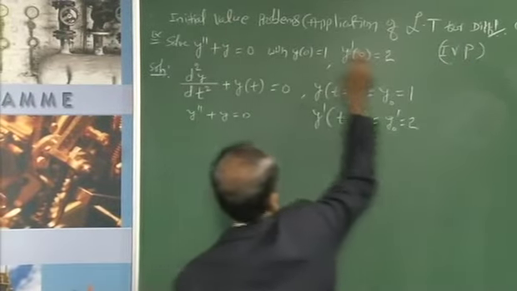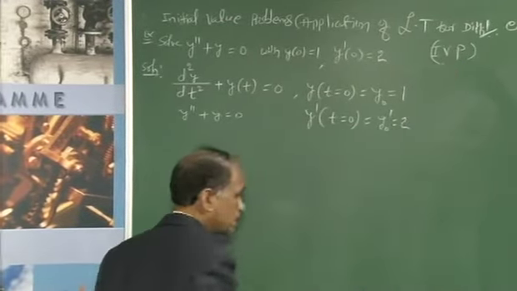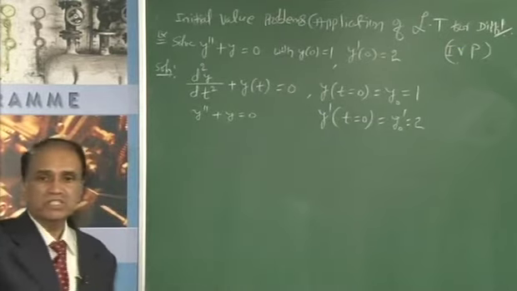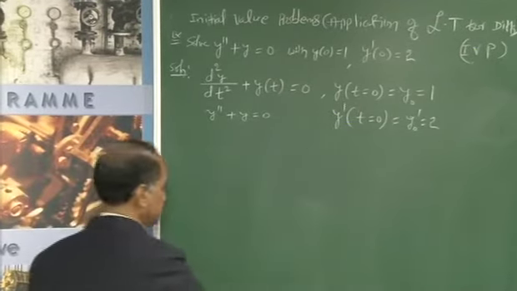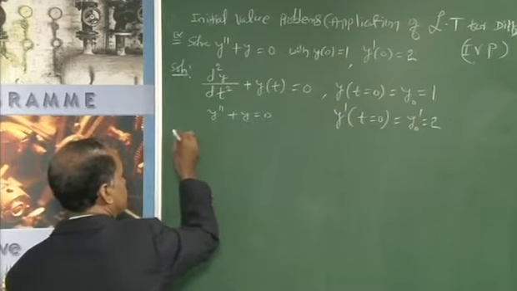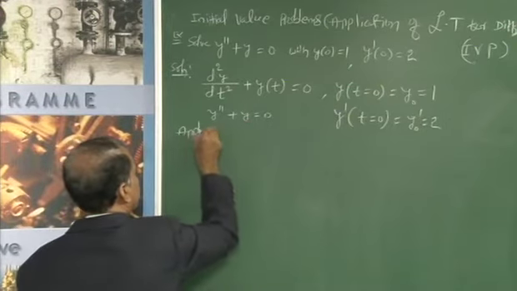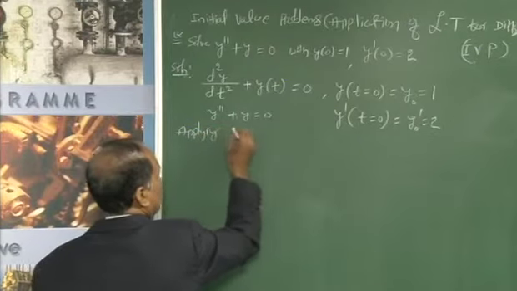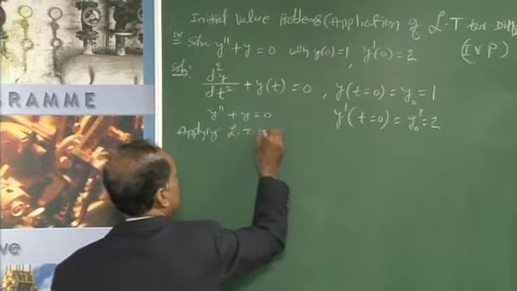Initial value problem, in short form IVP, means application of Laplace transform on differential equations. Fine. What you have to do is, you take this differential equation and then apply the Laplace transform on both sides.